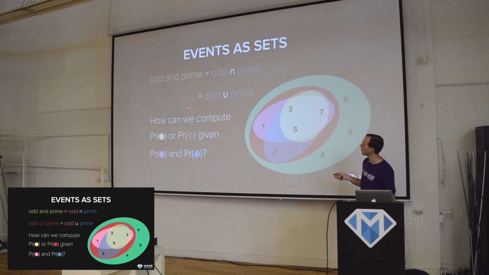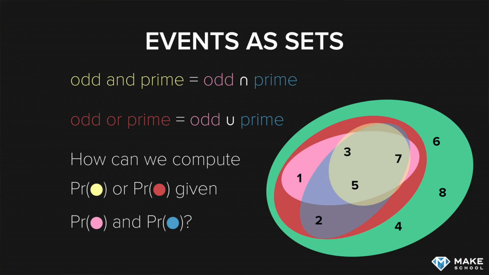And similarly, if we want to have either odd or prime, that's the union of the two sets. So that's any world which is in one set or the other set, or both. Okay? So that gives a nice interpretation of events as sets of worlds. But that doesn't necessarily clarify how we can compute the probability of these intersections and unions given the probabilities of the individual sets. So how can we do that?